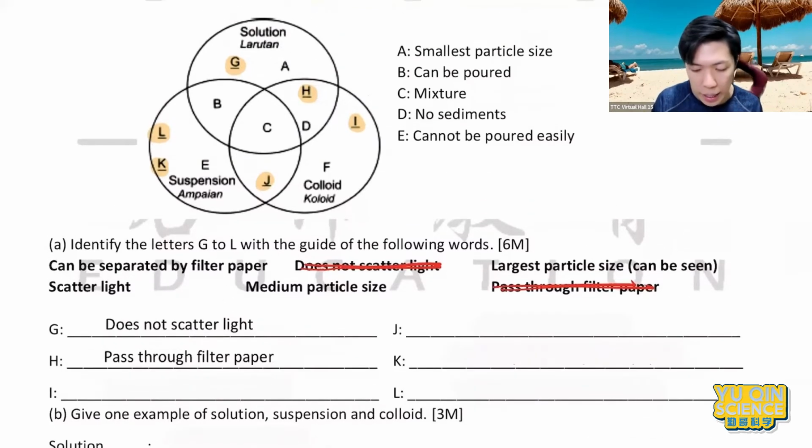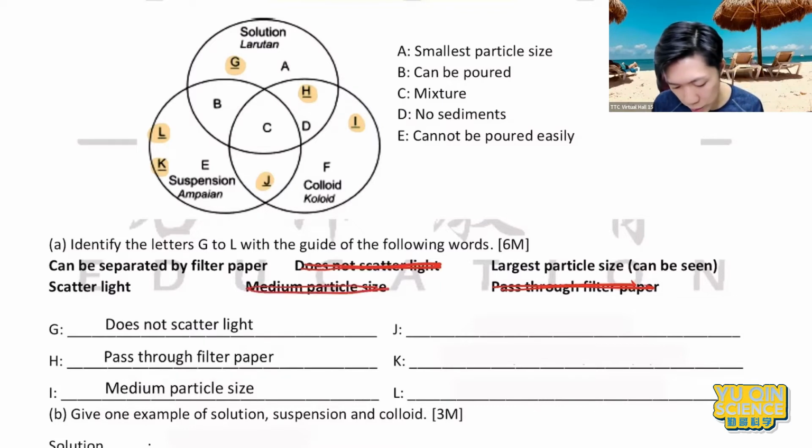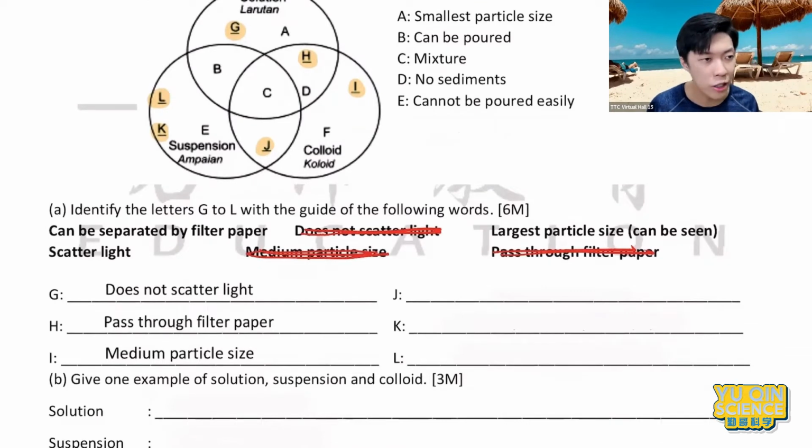Okay, I is only special to colloid. Colloid is scattered. Suspension also scatters light, so I think that could be J though, but now I think only to colloid is medium size. Boom. Yeah, there you go, medium size. Okay. Alright, J, I think we kind of had the hint just now.